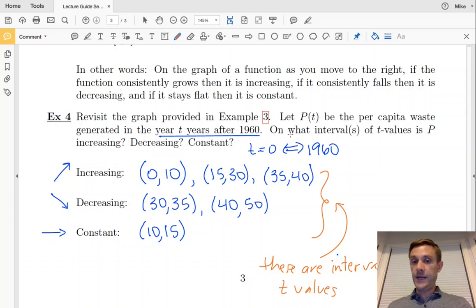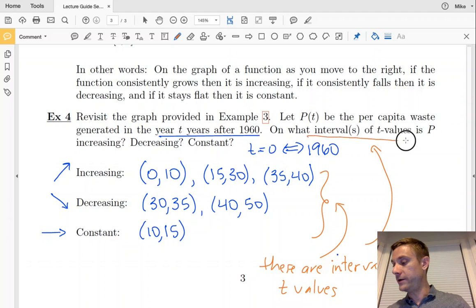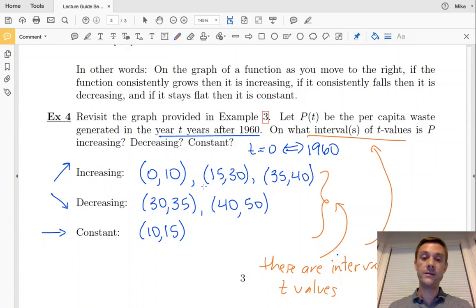So again, I tried to be careful about the phrasing of this: on what interval or intervals of t values. And again, that's exactly what we are coming up with here, intervals of t values. Okay, so depending on how sensitive your homework system is, it may be more or less important to write parentheses and not square brackets. It may be more or less important to write commas here, but it will always be important to remember that these are intervals of that input.